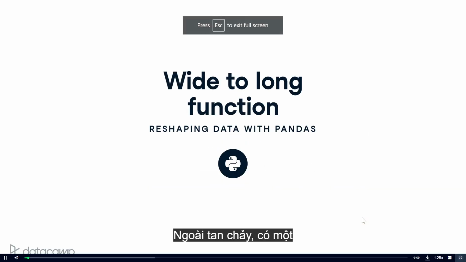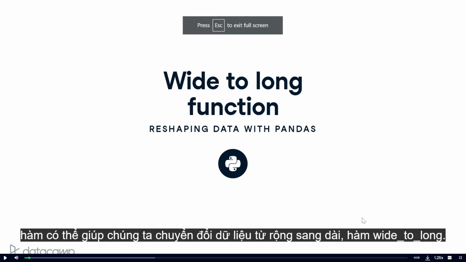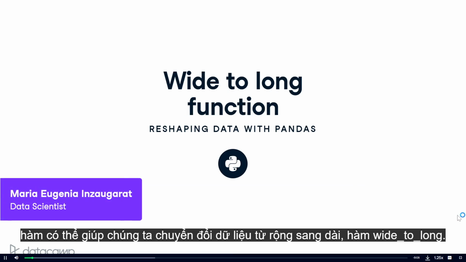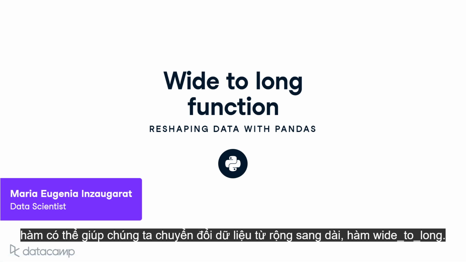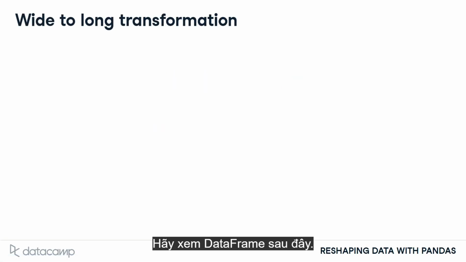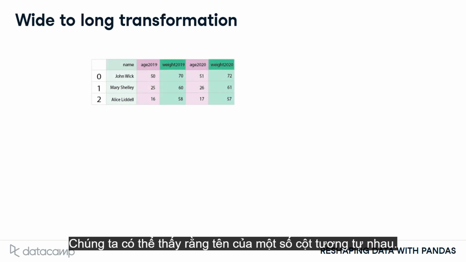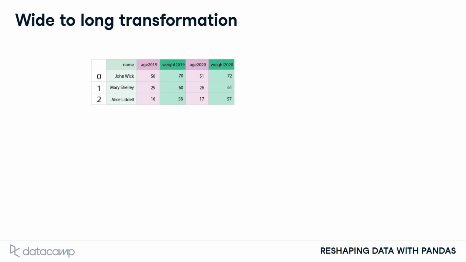In addition to melt, there is another function that can help us transform the data from wide to long, the wide to long function. Let's see the following data frame. We can see that the names of some columns are similar. There are 2 columns that start with age and 2 with weight. Those columns are the same variable but for different years.